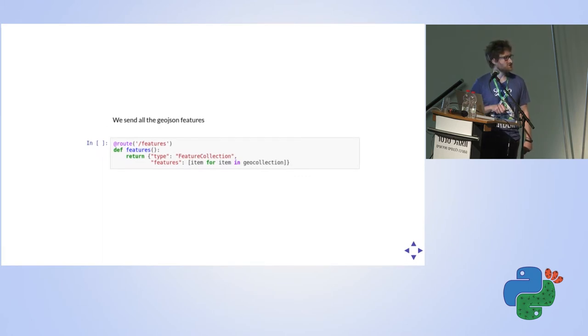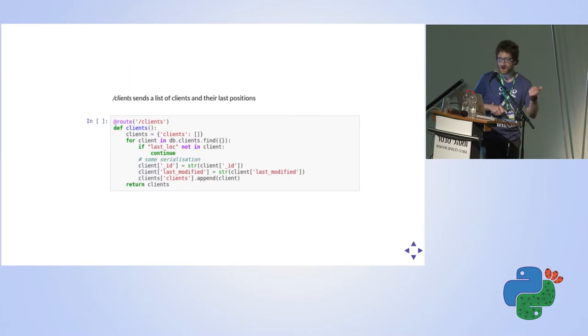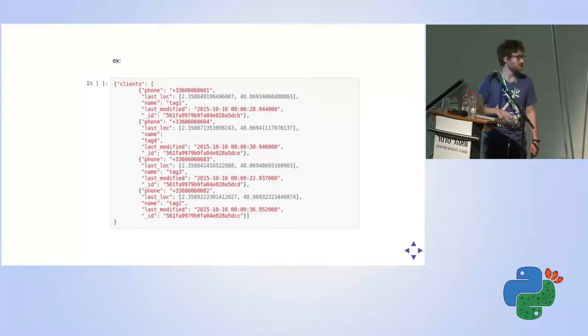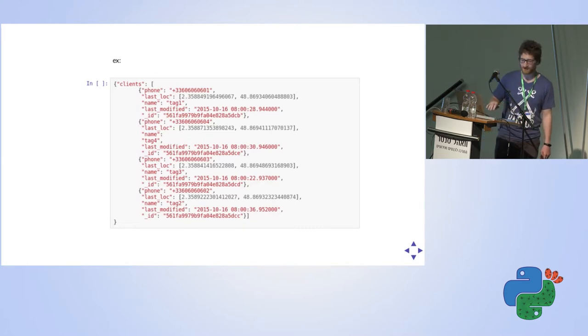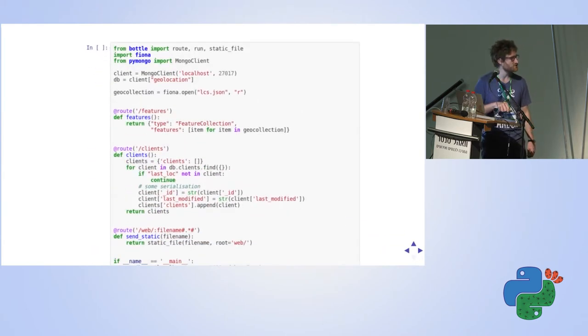We send all the GeoJSON features, so it's type feature collection, features item for item in our geo collection that we loaded before. /clients sends a list of clients on their last position. We just iterate on it and make an object with all our clients and we return it. This is an example. We have clients and all our clients with their last location, last modified, etc. The web client can use the last modified field to know if it has to move the point or not. So here is the complete code for our web app, which is quite simple.